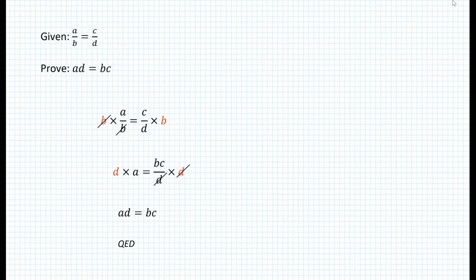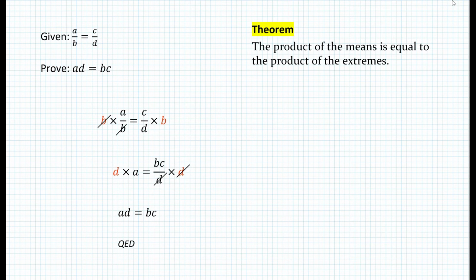And there you go, that is the proof. So it was a very simple two-step proof in which we multiply by b on both sides, and then by d, and we can prove it. Now, the fact that we just proved this means that there is a theorem that justifies this step. The theorem that justifies this is: the product of the means is equal to the product of the extremes. Again, every time we prove something, we can develop a theorem.